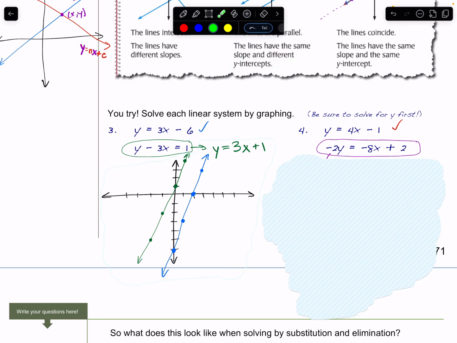But there's a graph of it. Your lines hopefully look a little more parallel than mine. They look like they kind of go away from each other there, but they are parallel. So, oh, I forgot the most important part. They're parallel, so we should say there's no solution.